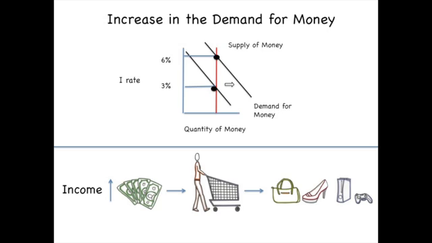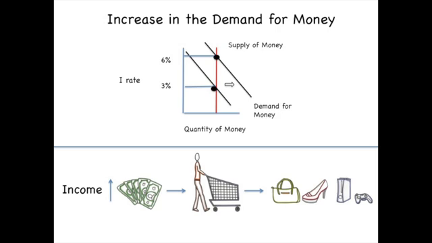Now that we understand why the demand curve is downward sloping, people will hold more money at lower interest rates and less money at higher interest rates, let's examine the three situations that could cause Tammy's demand for money to increase. Notice, when the demand for money increases, the curve shifts to the right, causing the interest rate to increase.